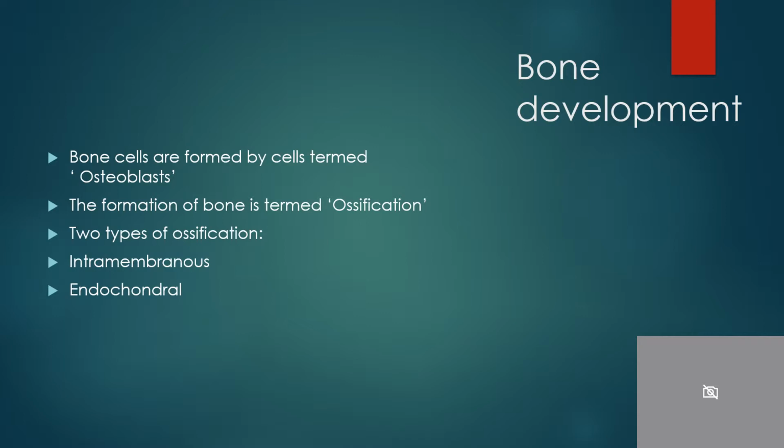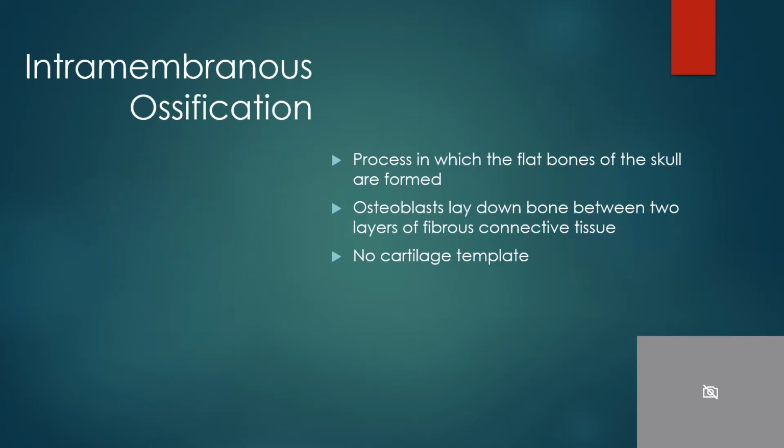Bone cells are formed by cells termed as osteoblasts. The formation of bone is termed as ossification, and there are 2 types of ossification: intramembranous and endochondral. Intramembranous ossification is the process in which the flat bones of the skull are formed. Osteoblasts lay down bone between two layers of fibrous connective tissue. There is no cartilage template.